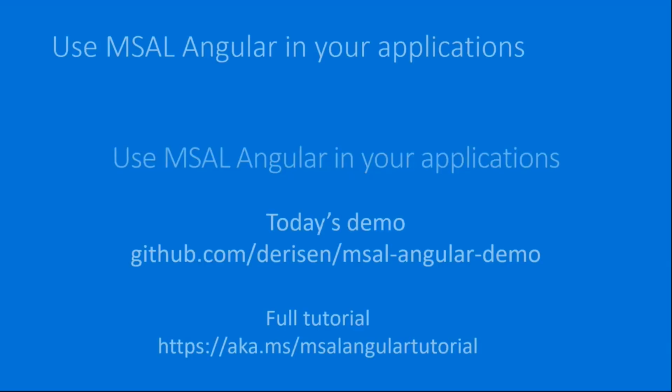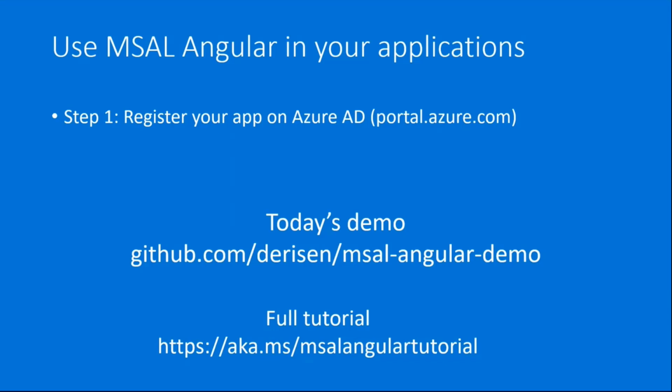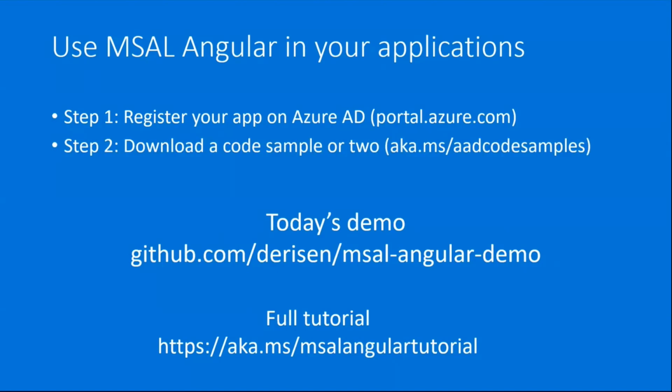So how do you use MSAL Angular in your applications? Your happy path would be you register an app on Azure AD, you download a code sample from our code samples, and then you start coding. So today, similar to the last time, this is going to be mostly a live coding session. I have a sample project here in my own repository, and you can go ahead and fork this repo. I would just recommend forking as opposed to cloning. And I will do the same. And yeah, step by step, we're going to add authentication to this application.